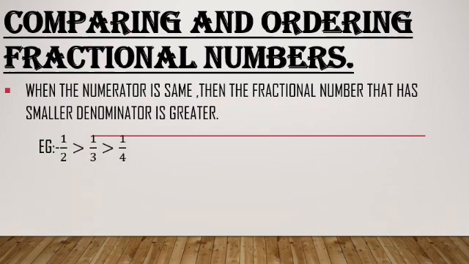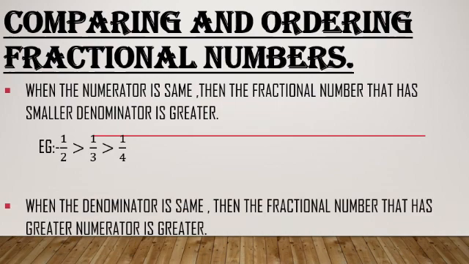You can see here 1 upon 2, 1 upon 3, 1 upon 4. So 1 upon 2 is greater than 1 upon 3 and 1 upon 3 is greater than 1 upon 4.